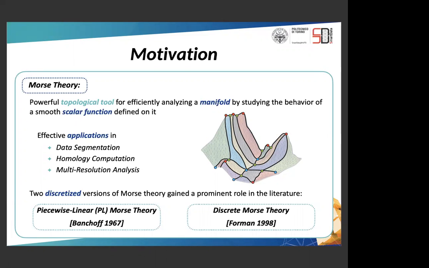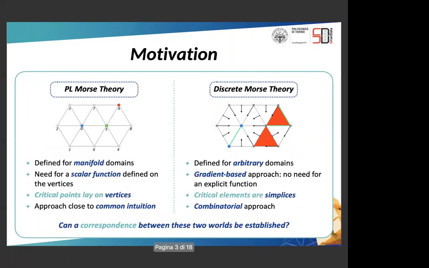And several discretized versions have been proposed in the literature. Among those, two discretized versions of Morse theory have gained a prominent role in the literature and in applications: piecewise-linear Morse theory, PL Morse theory by Banchoff, and discrete Morse theory by Forman. Being two discretizations of the same smooth theory, obviously the two theories have several points in common, but at the same time they have quite a lot of differences.